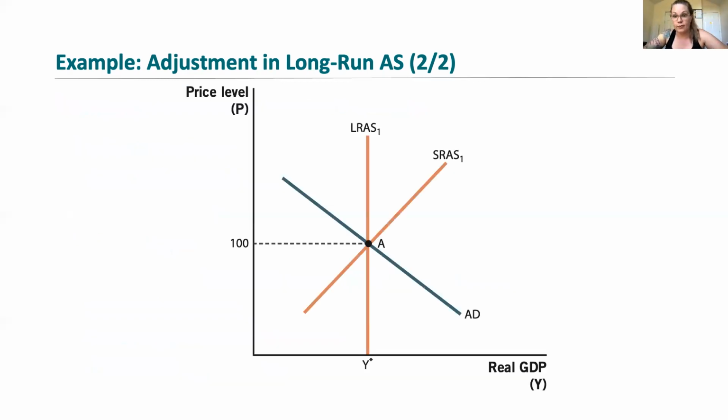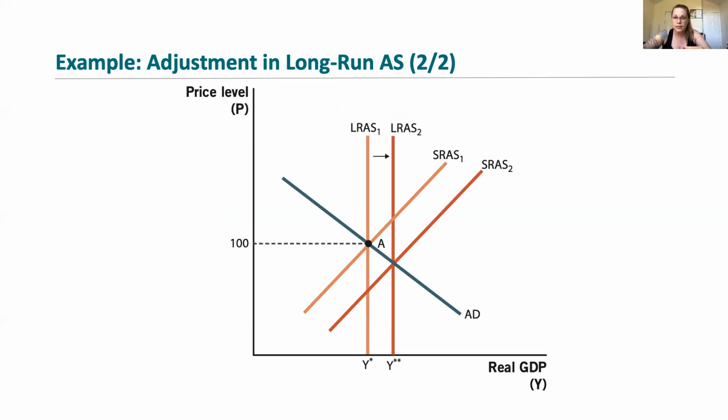Let's look at this in a graph, right? So we start out here, long-run equilibrium, all three curves intersecting at point A. We then shift, because we have better technology, we shift long-run aggregate supply to the right, which pulls short-run aggregate supply to the right with it. So they both move to the right. We now find our new point of intersection. Here it's called point B, where all three curves intersect.